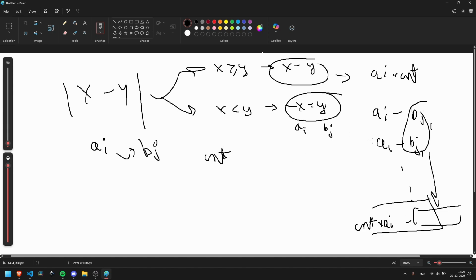And for the opposite case, the equation just flips around, so it becomes cnt, where this cnt is the count less than y, and this becomes sigma of the b's which are greater than.